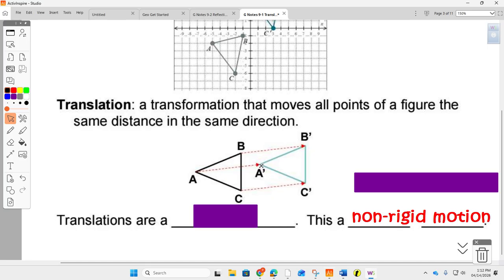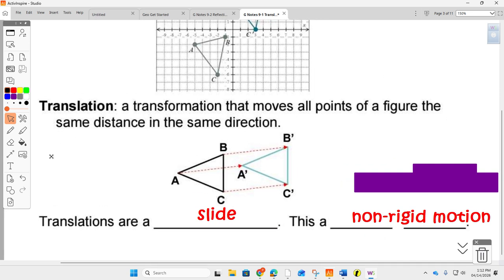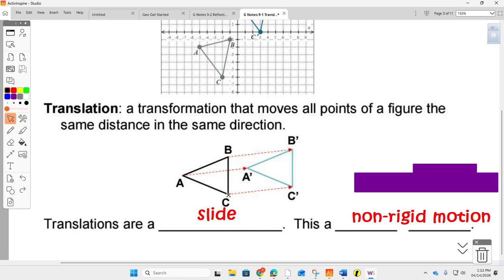Okay, so if this arrow is pointing to the right, they all move. When we translate a figure, one of the easiest ways to do it, if we have to actually draw the image with the tools, is just move each point and then use the connector, the line tool on Alex, to complete your figure. Translations are slides, and this is a non-rigid motion. So we're just sliding it left or right or up or down. And we can slide it left or right and up or down, right? It's still a translation.